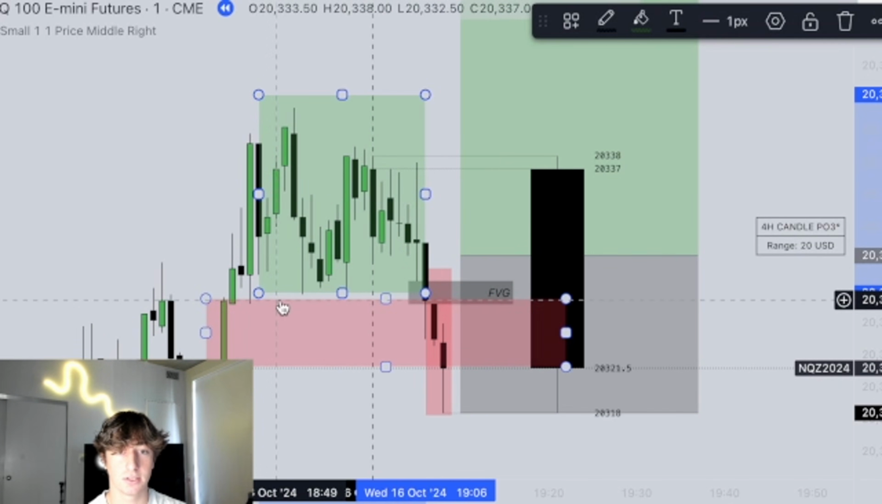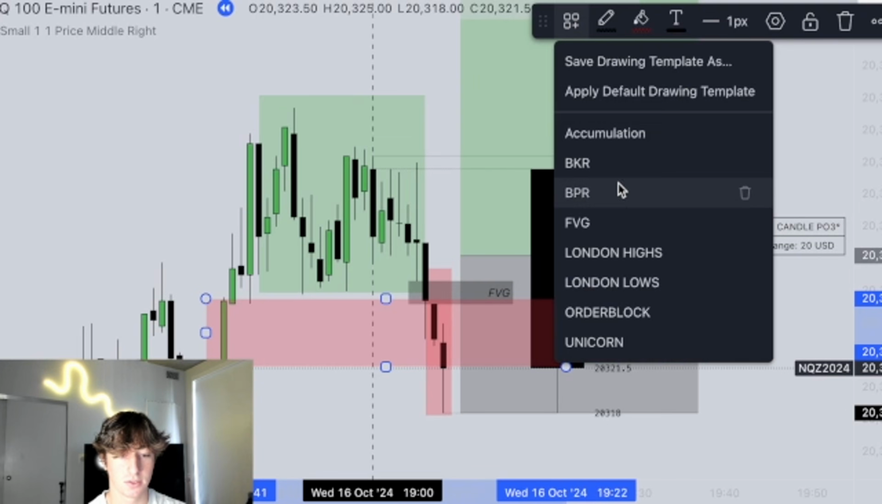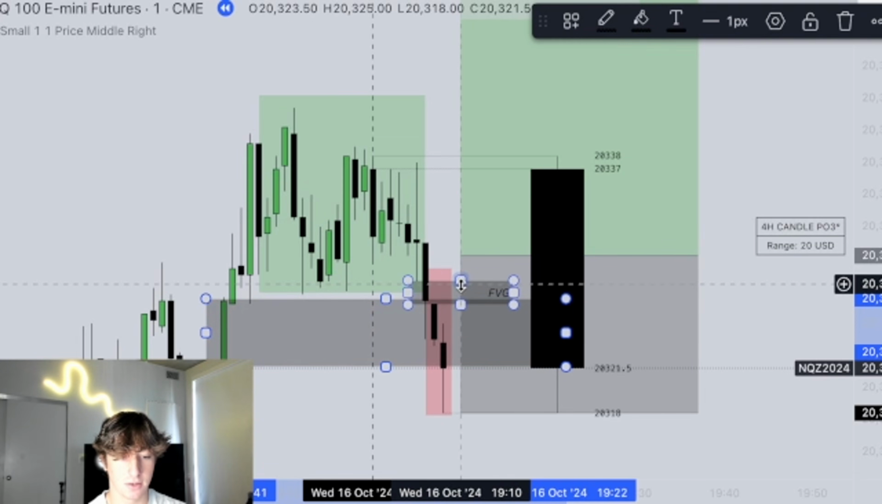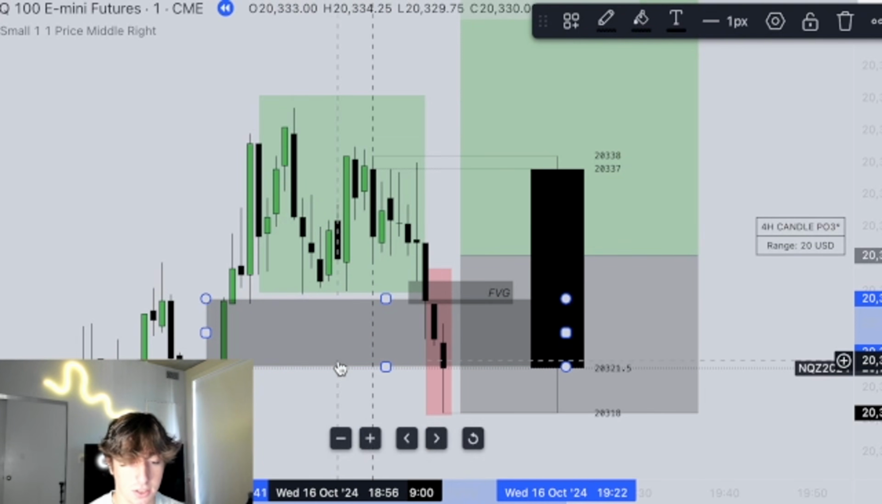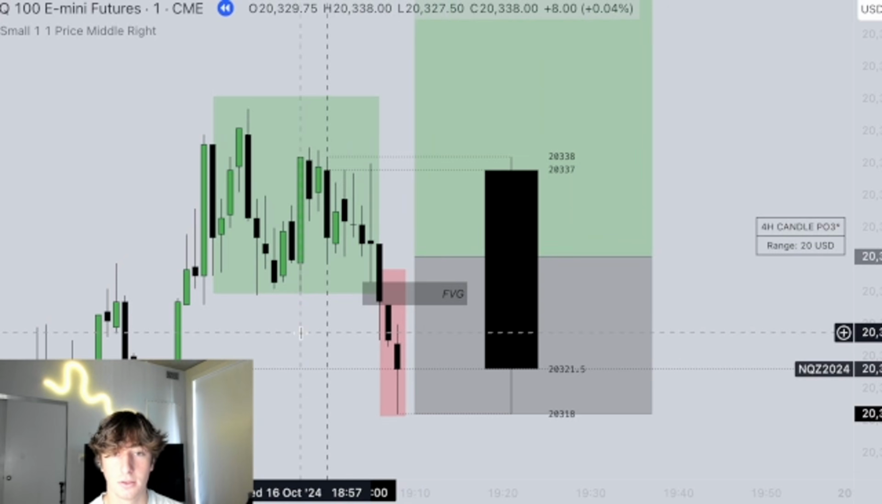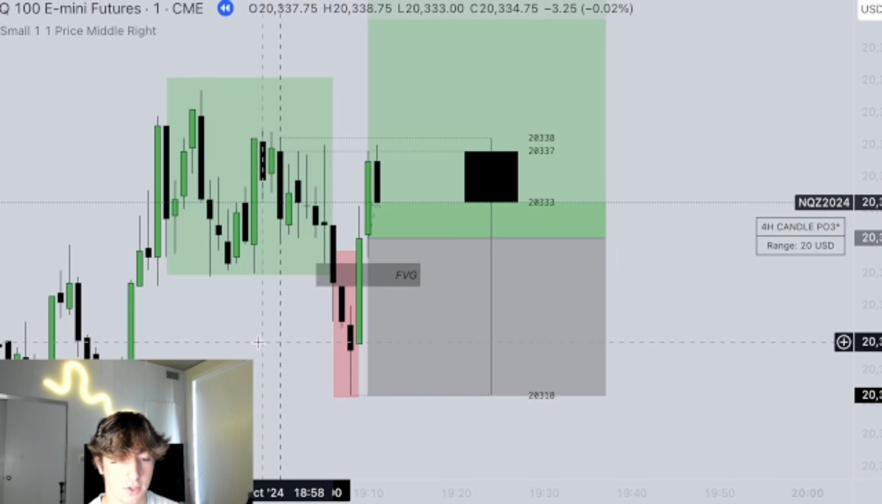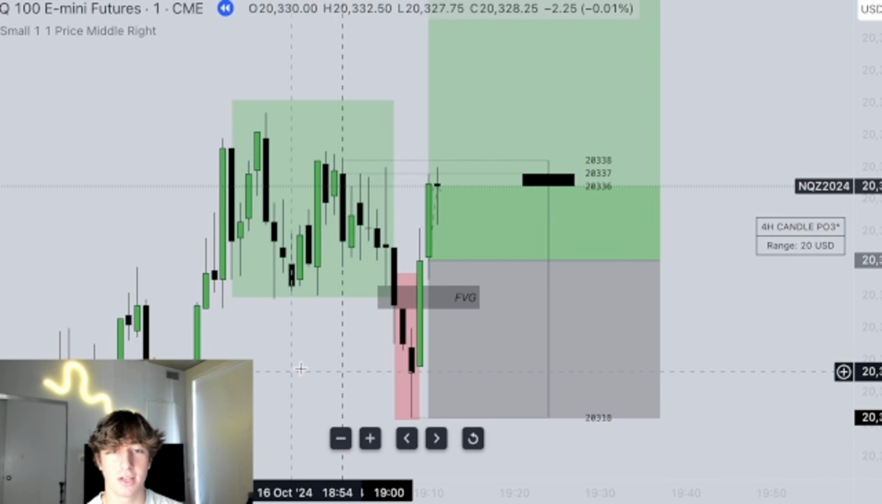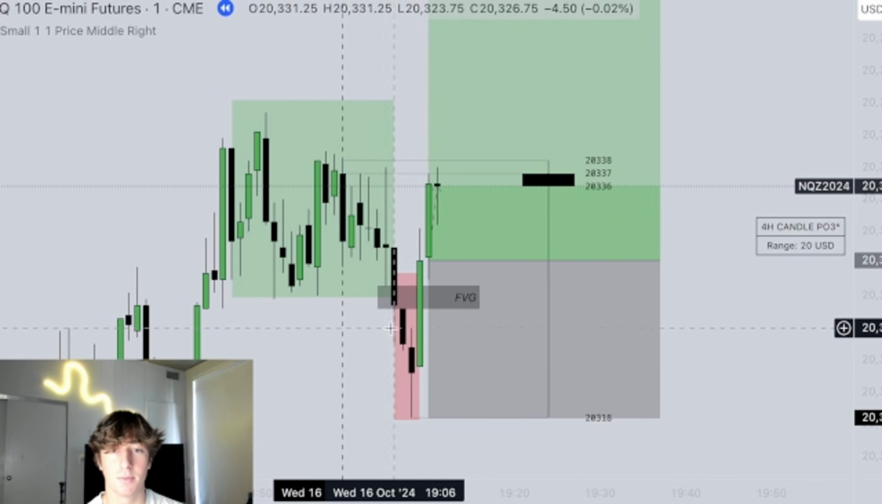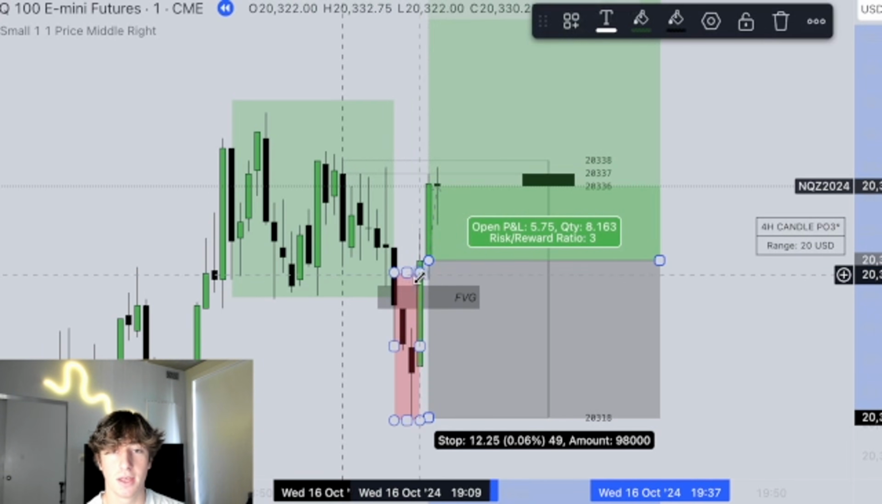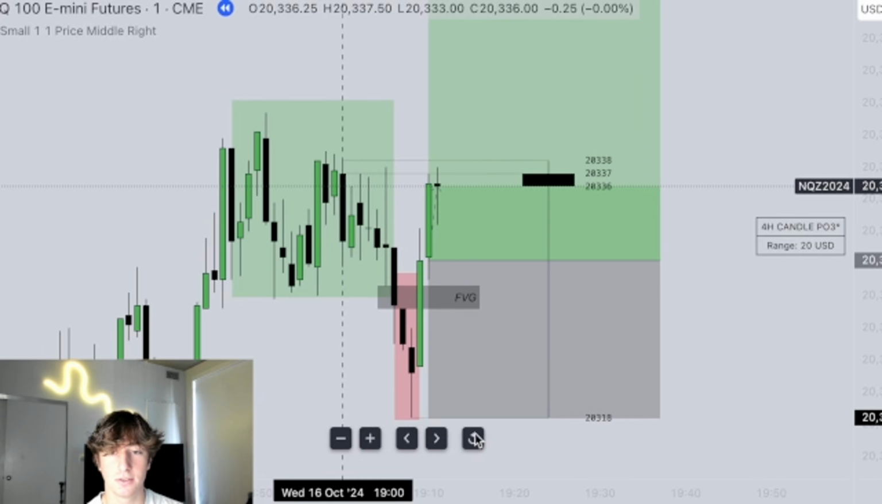So let's clean this up real quick and just name this correctly. So we have our FVG right here. And let's wait for that to inverse. So boom, literally immediate reaction. After we manipulate, boom, immediate inverse. So that is where we are going to enter.